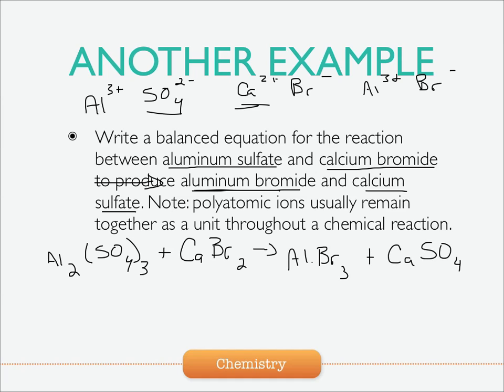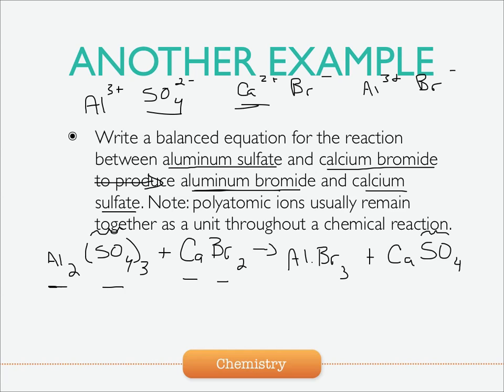Now one of the things to keep in mind is that polyatomic ions like SO4 tend to stay the same on the other side. Notice there's an SO4 here, and SO4s there. So when I balance these, I think of the polyatomic ion, SO4, as one thing. It's easier than thinking of it as a sulfur and 4 oxygens. So we're going to balance aluminums, sulfates, calciums, and bromine.